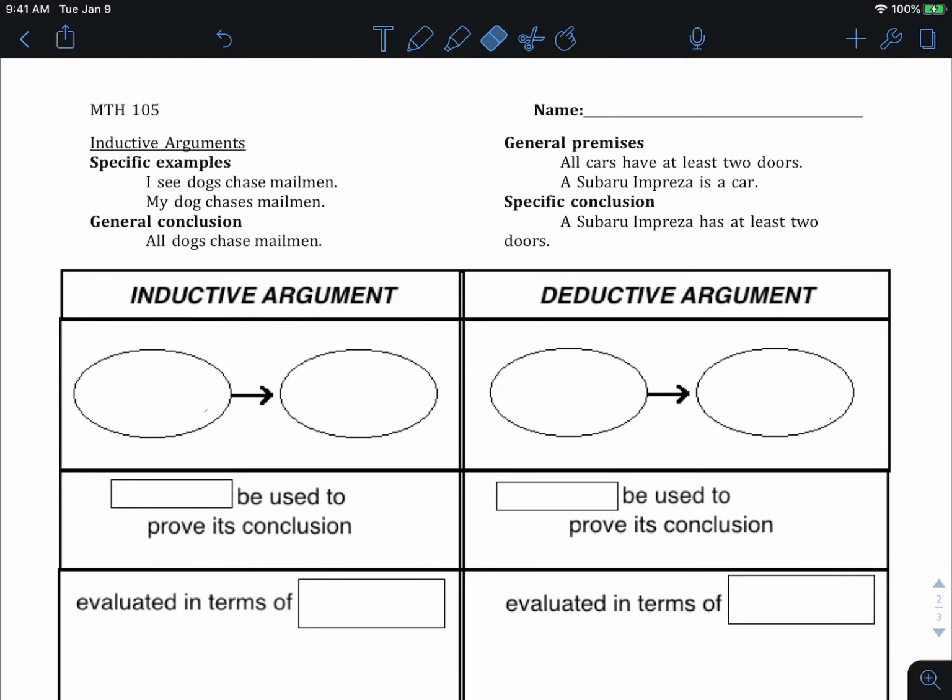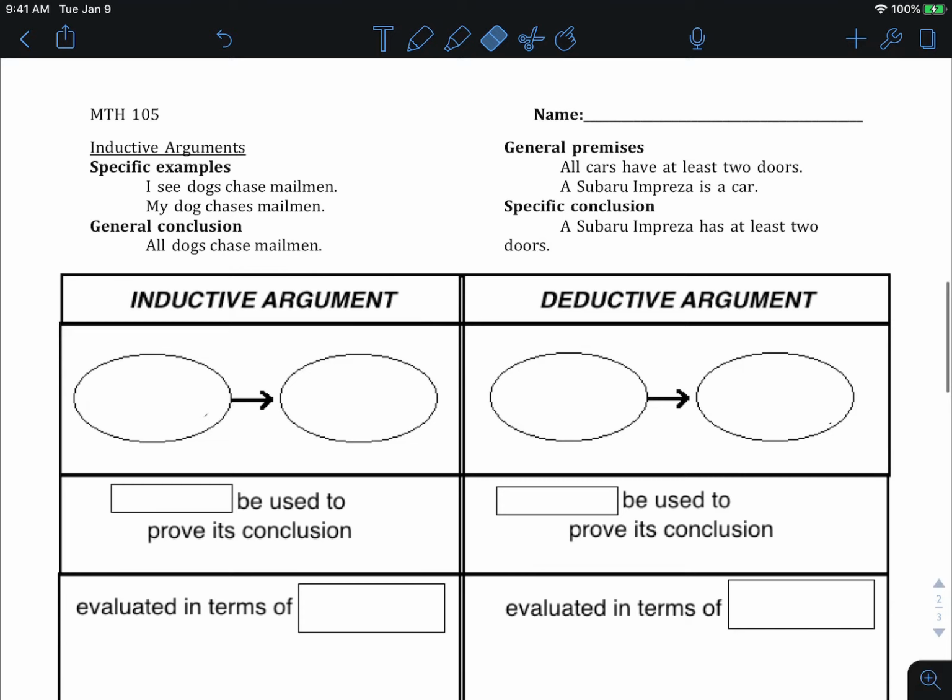Okay, this video is going to talk about inductive arguments and deductive arguments. So it looks like my spacing unfortunately erased that. This should say deductive arguments above this. All right. So inductive arguments, it looks like we're going to go from something specific.